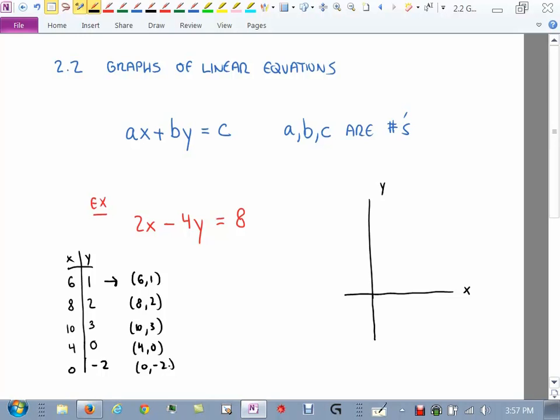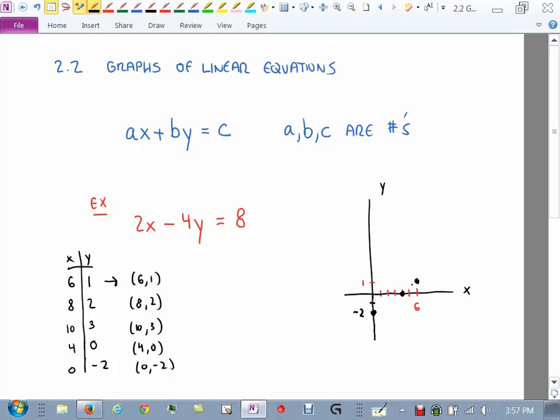And as we plot these, remember the X is your left and right, the Y is up and down. So if I look at this first one, 6, 1, that means I go to the right 6, 1, 2, 3, 4, 5, 6. I go up 1, and then at that position, I put a dot. Right? And I do this for all of them. I like 4, 0, 1, 2, 3, 4, 0 was here. 0, negative 2 was down here.